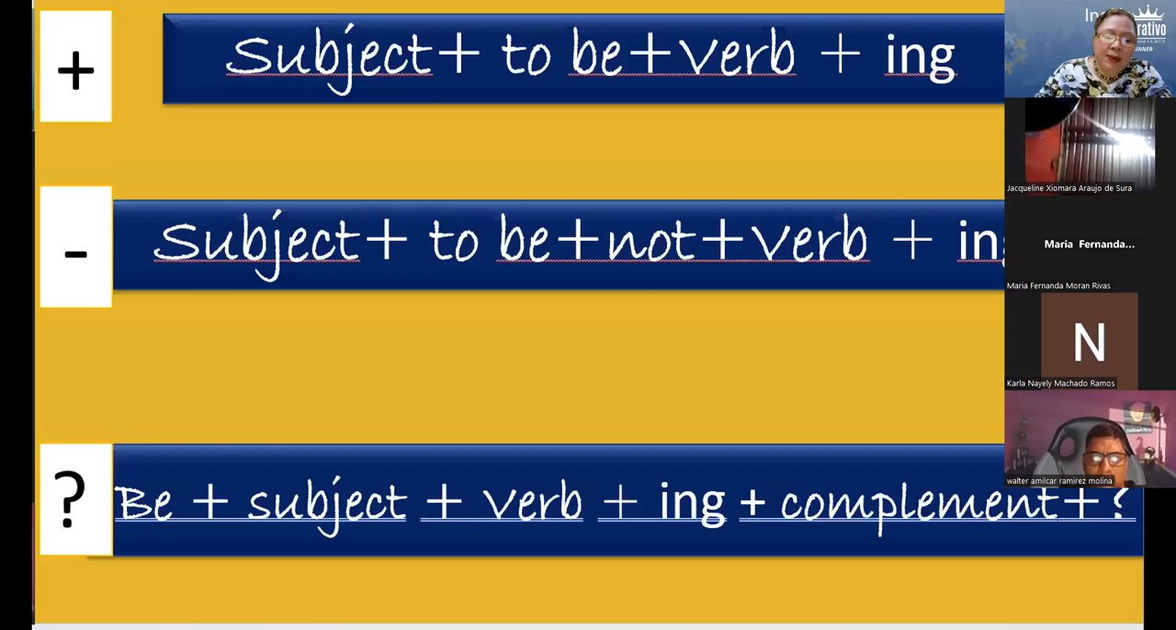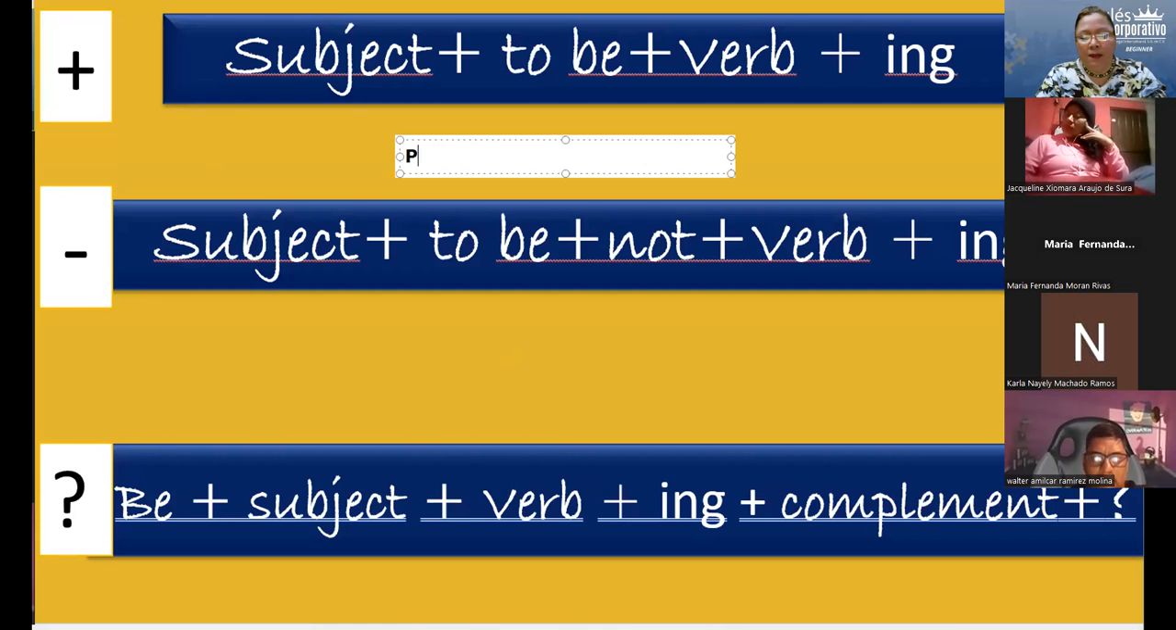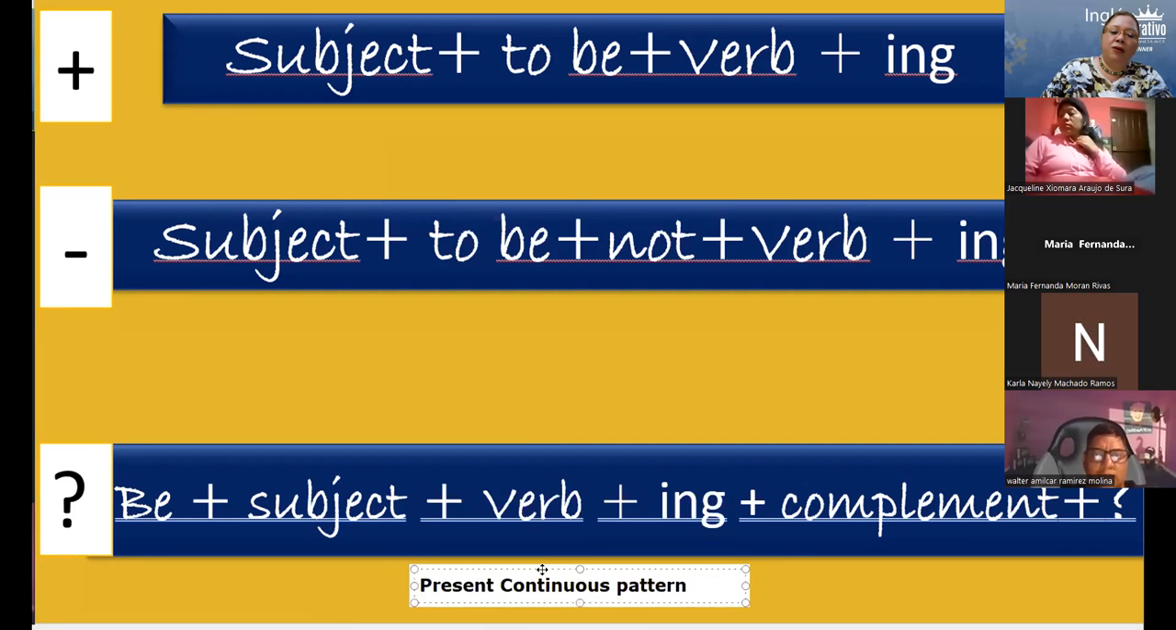So, the affirmative way for the present continuous is this pattern. I will write that word, and you will get familiar with it. This is the present continuous pattern. So for affirmative, we are using subject plus to be plus the verb plus ing.